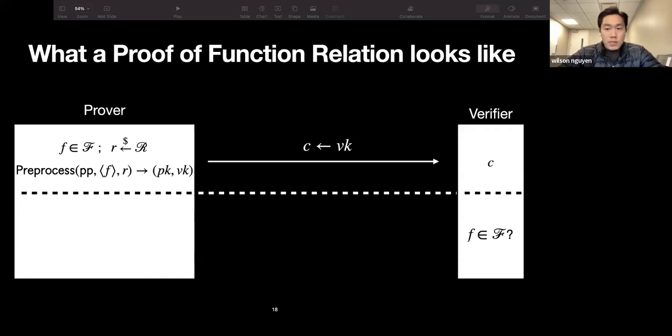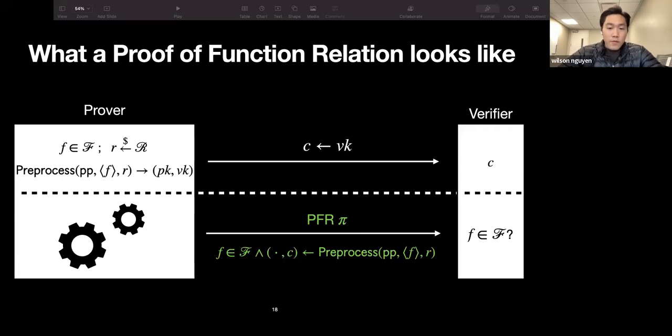The verifier questions whether the underlying encoding is actually a function in some public function family. And the prover, after some computation, sends over a proof of function relation pi, which shows that the pre-processing was actually run on an encoding of some function from the function family, and that F is indeed in that function family. And then the verifier can compare with the commitment, check the proof pi, and see if it agrees or not.